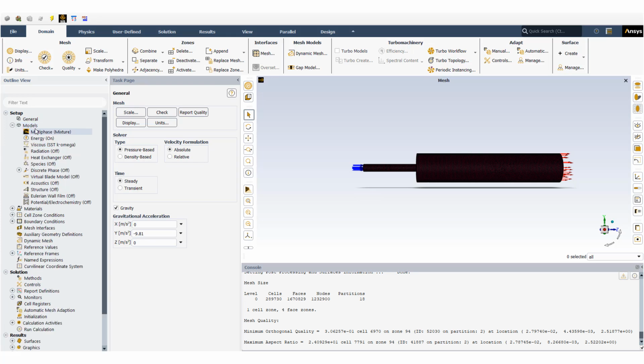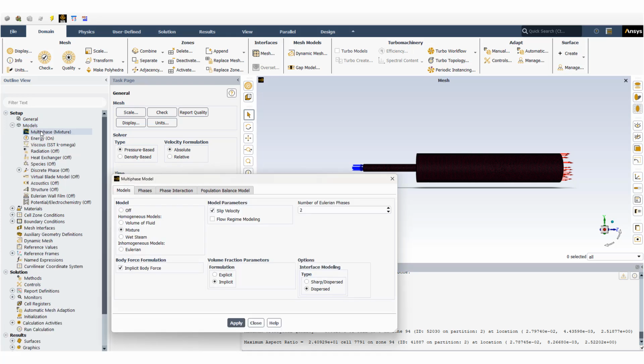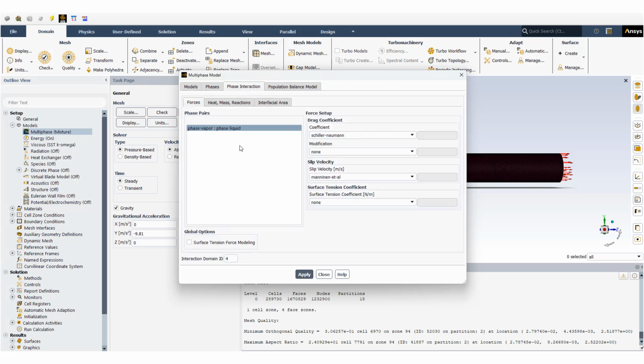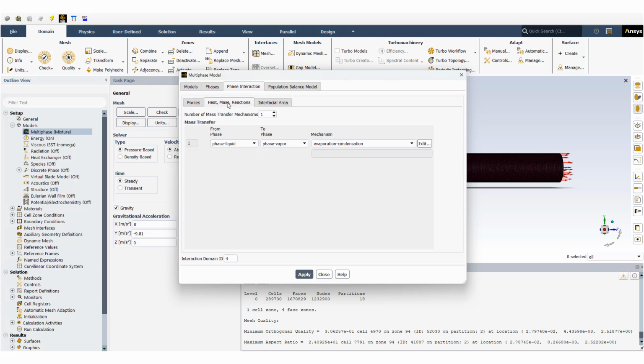Let's go back to the model, multi-phase model, mixture. I use mixture, two phases. For the phases, the primary phase is water vapor and the secondary phase is water liquid. For phase interaction, this is what I have for the phase interaction.